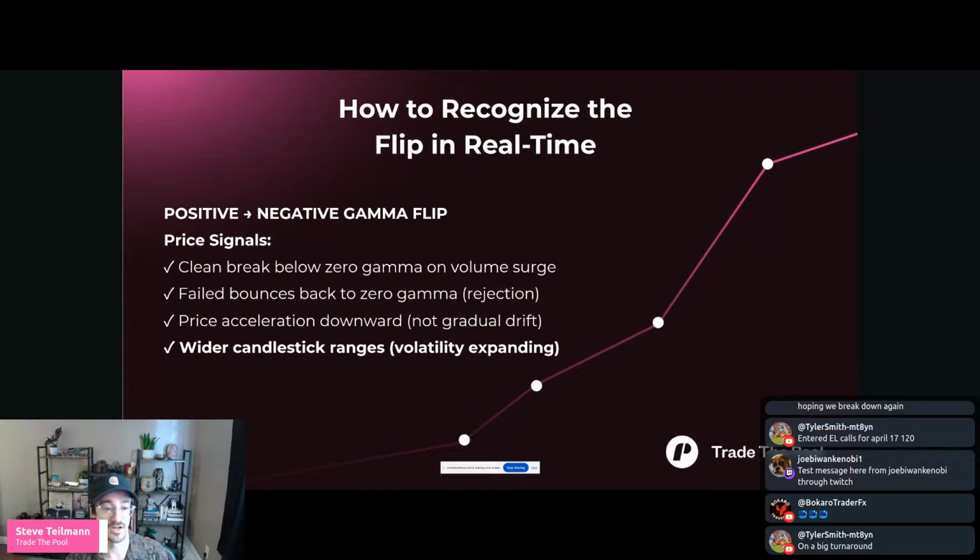So in the same way here, we're looking at the bigger picture and seeing, can we get the clean break below this zero gamma? Because if so, we are basically saying we are not in buy the dip mode. We are accelerating downwards, not gradual drift, acceleration downwards. So there's going to be wider candlestick ranges because volatility is going to be expanding.